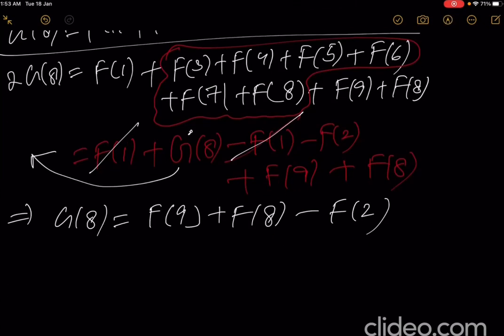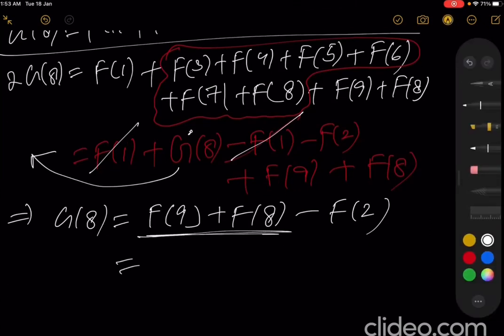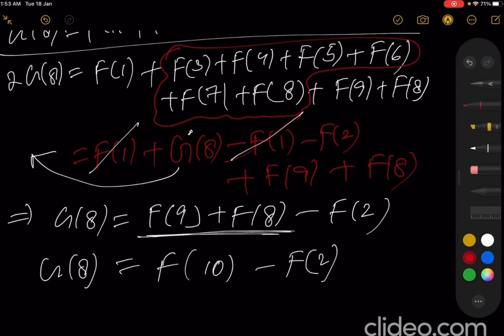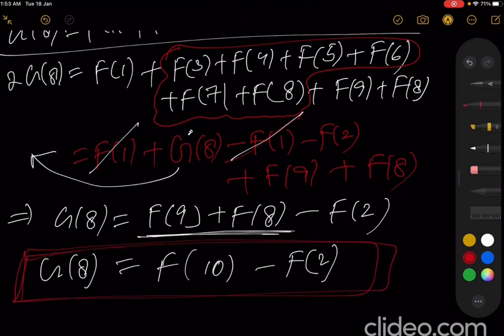And from this you conclude that f of 9 plus f of 8 again becomes equal to f of 10 minus f of 2. Okay, so this is the thing you got. Now for calculating g of 8, you don't need to iterate from 1 to 8 and sum f of 1 plus f of 2 plus up to f of 8. You don't need to iterate 8 times. You just simply calculate f of 10 and subtract f of 2 from it.